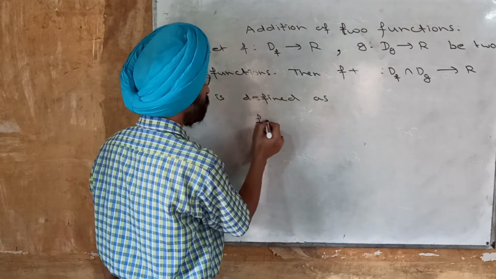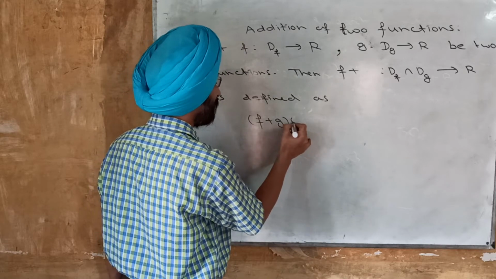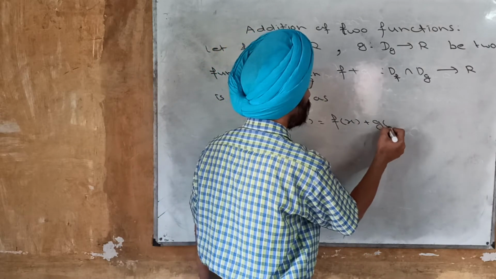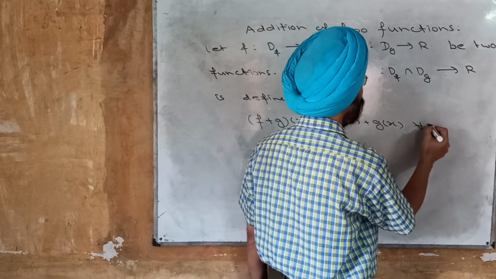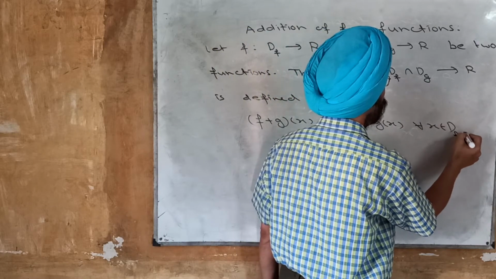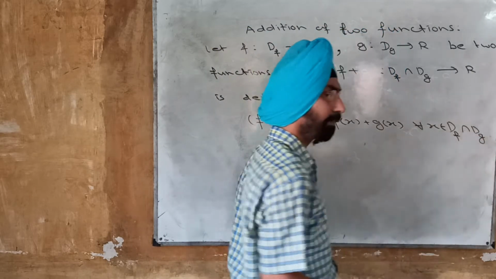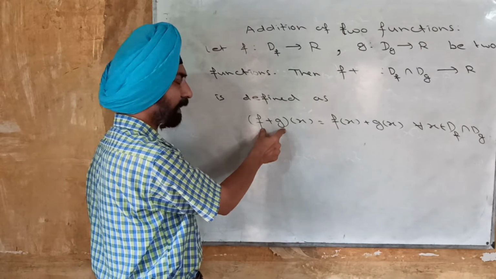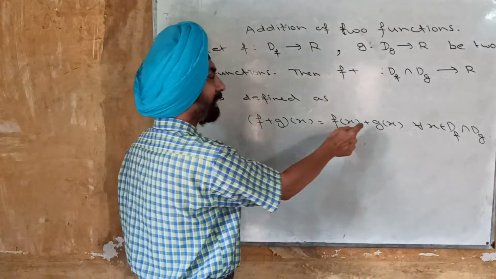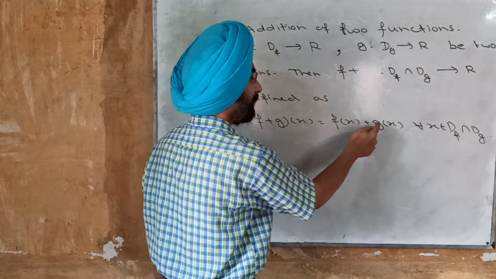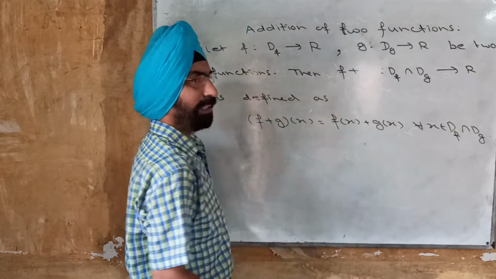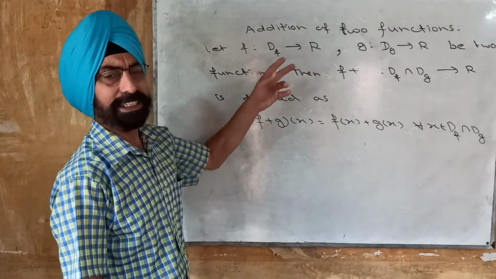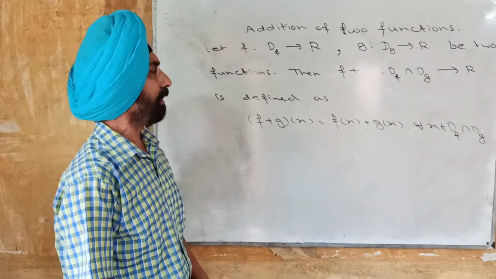The definition is very simple: (f plus g)(x) is equal to f(x) plus g(x) for every x belonging to D_f intersection D_g. That means the image of x under f plus g is equal to the sum of the images of x under the functions f and g. So this will be the definition of addition, that means the sum of two functions.